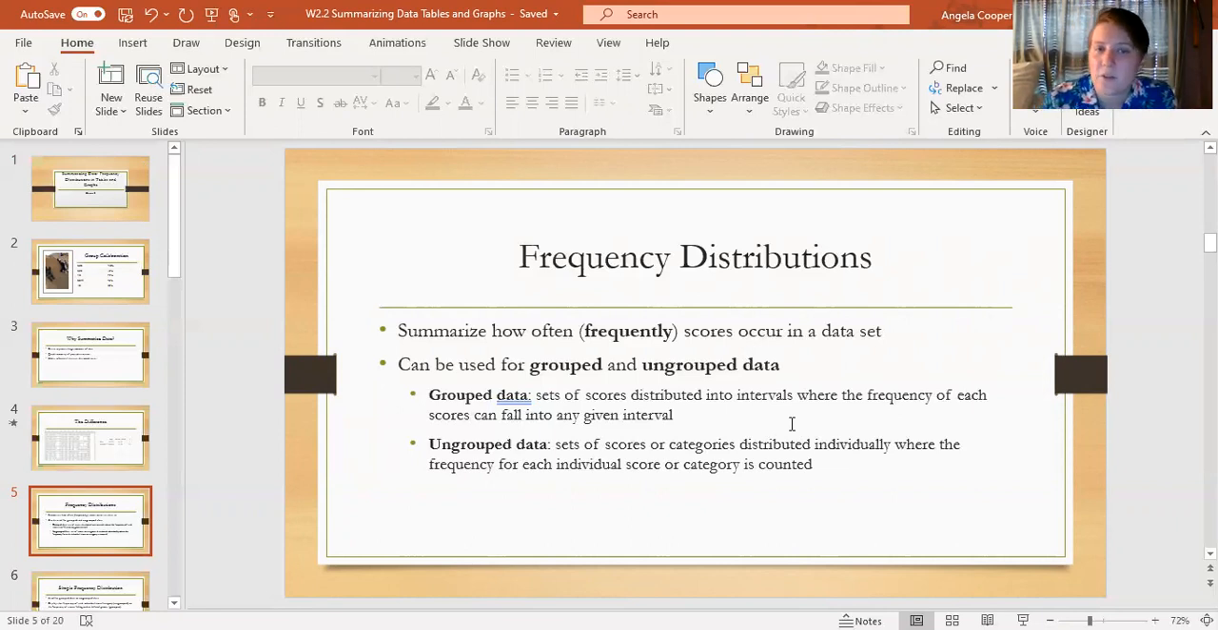So frequency distributions can be used for grouped data and ungrouped data. We're going to discuss grouped data first, where we graph it using histograms, and ungrouped data is graphed using traditional bar graphs. They both look similar, histograms and bar graphs. However, there are some minor distinctions that I'll be sure to go over so you don't get confused moving forward. But with grouped data, you create intervals.